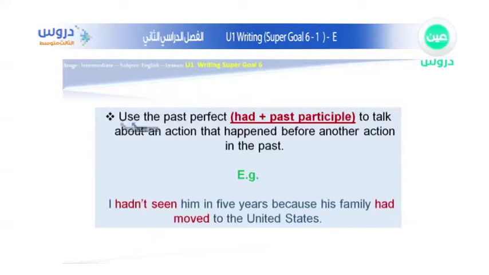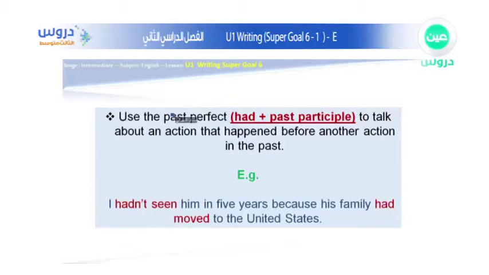Excellent. Number three. Use the past perfect. What is the past perfect? Had plus past participle. For example, what is the past participle of write? What do you think? Do you know it? The past participle is written. Excellent. So, write is the base form, wrote is the past, written is the past participle.